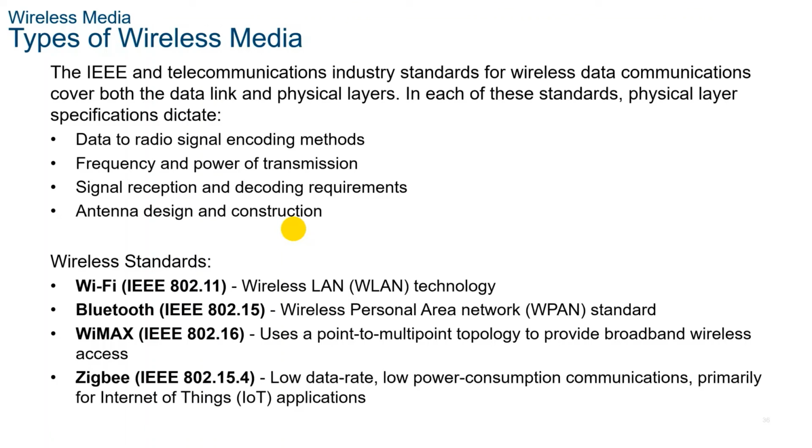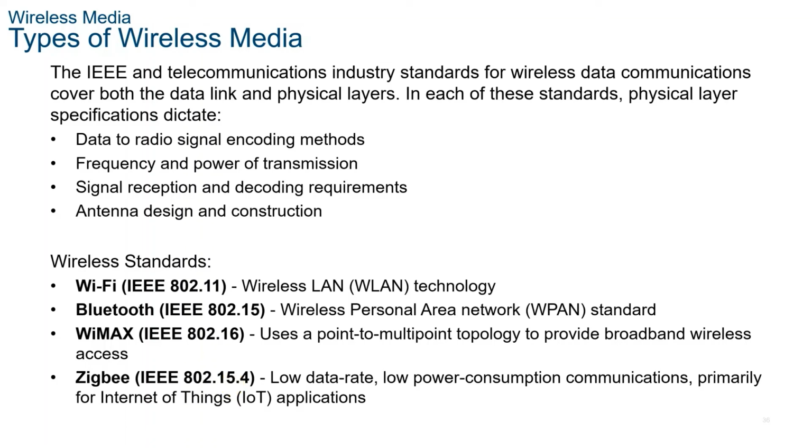All right, so these are the wireless standards. You've got Wi-Fi, wireless LAN, which is 802.11. You've got Bluetooth, 802.15, WiMAX, 802.16, and you've got Zigbee, 802.15.4.